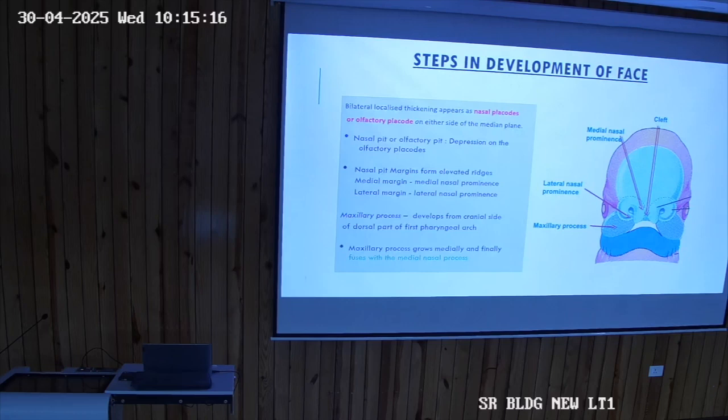Medial nasal process of both the sides will fuse and form the central part of the upper lip, central part of the upper jaw and premaxilla. The lateral part of the upper lip is formed by the maxillary process. The lower lip is formed by the mandibular process. Now fusion of lateral nasal process with the maxillary process will be seen in the diagram.